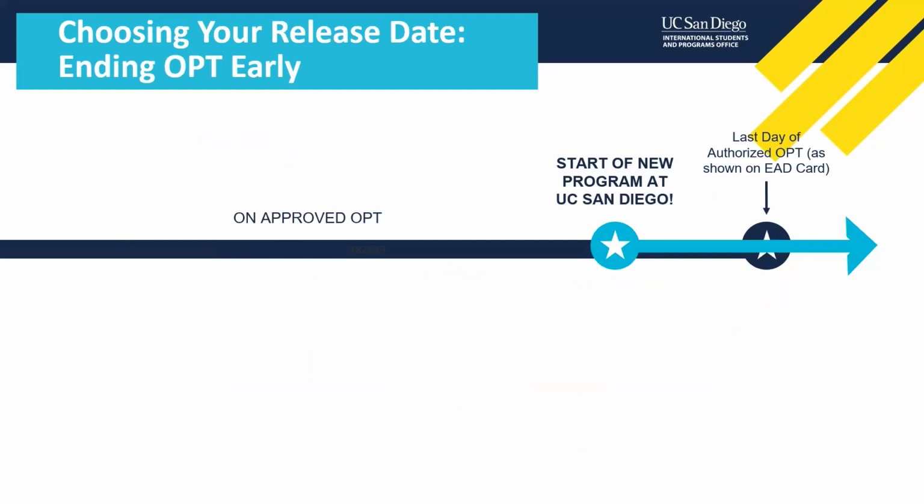Okay, now there's a third scenario that some of you may be in, which is what if your period of authorized OPT goes past your start date here at UC San Diego? You can see in this example that this student is on approved OPT. However, their last date of authorized OPT is after the start of their new program. Those of you who have an OPT authorization period that goes past the start date of your new program will need to end your OPT a bit early because you will need to transfer your SEVIS record to UC San Diego in advance of your new program starting.